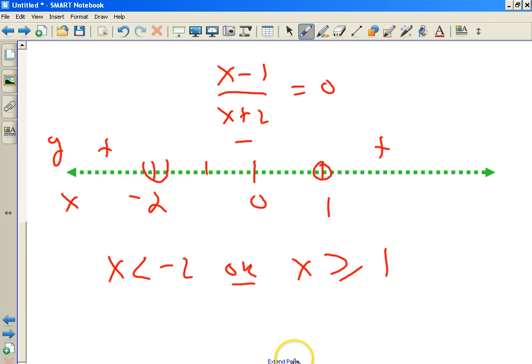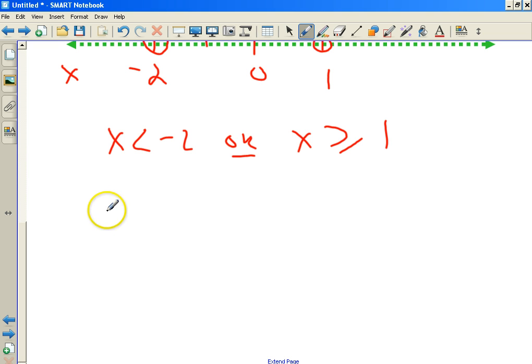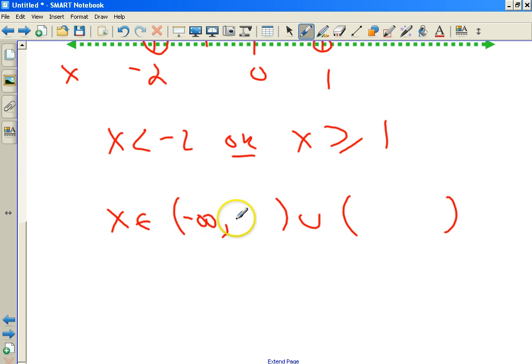Could you write that in interval notation? Yes, you can. X is a member of what? Union what? I want all the numbers less than negative 2. How do you write that? Negative infinity up to negative 2. What goes here? You start at 1 and you go up to positive infinity.